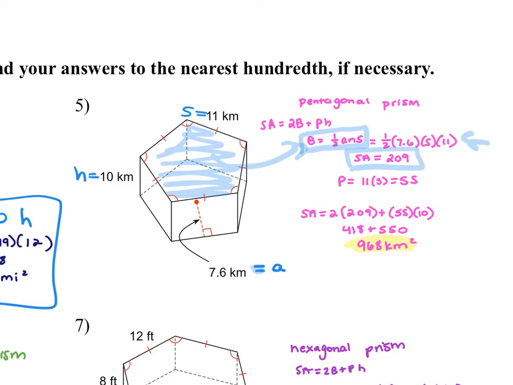and my total area of that base is going to be 209. Now the perimeter of the pentagon, there's 5 sides, side length is 11, so 5 times 11 is 55. Now I can plug it into the formula. 2 times the base area plus perimeter times height. And that gives me 968 kilometers squared. Let me go ahead and show you number 6.